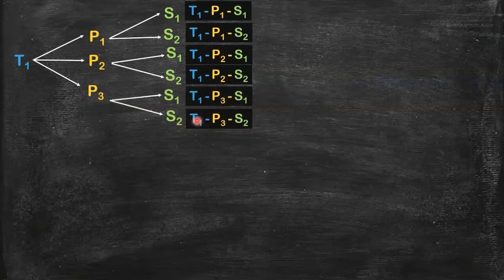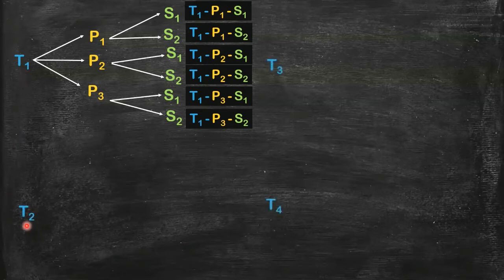How do we get this last possible outcome here? It comes from here: T sub 1, P sub 3, S sub 2. Okay? Now, for this tree diagram, we have how many outcomes here? 1, 2, 3, 4, 5, 6. Right? Now, this is just for the first t-shirt. You need to do this again for the second t-shirt, third t-shirt, and fourth t-shirt.